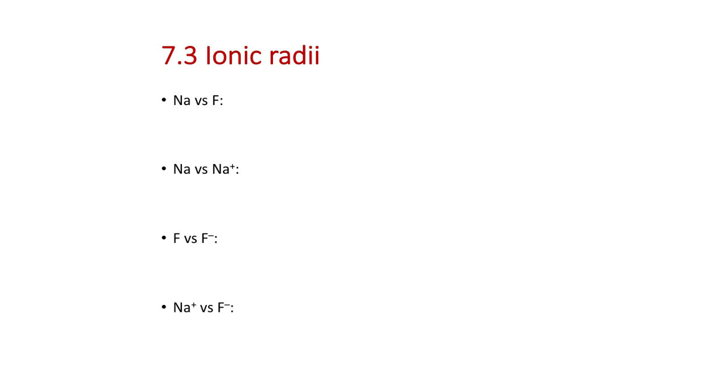And so let's look at some trends here. So sodium versus F, if we're comparing their size, so atomic/ionic radii sizes. These are neutral, so these are just their atomic radii. So it's the size of sodium versus fluorine. Now, sodium is here, F is here. How do you compare their size?